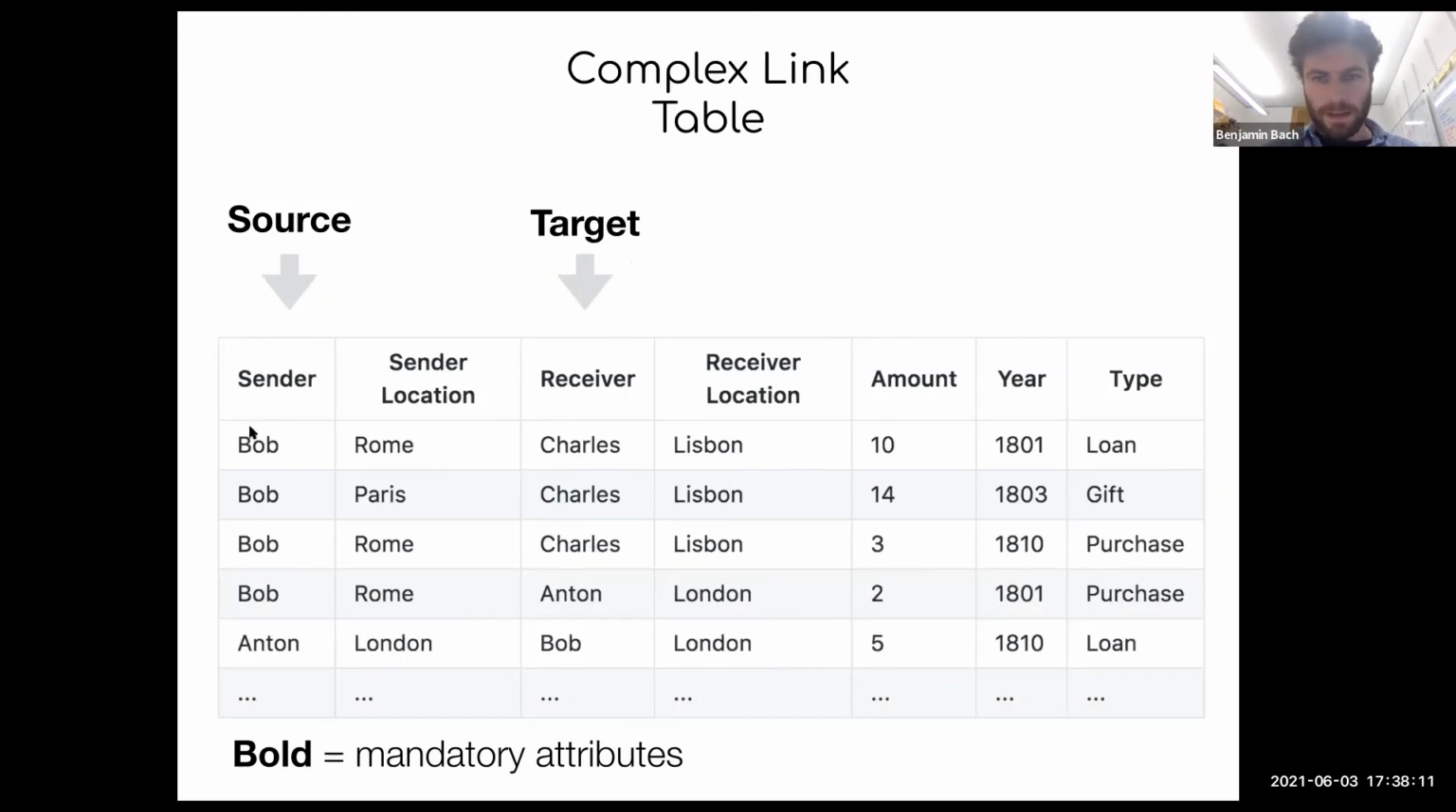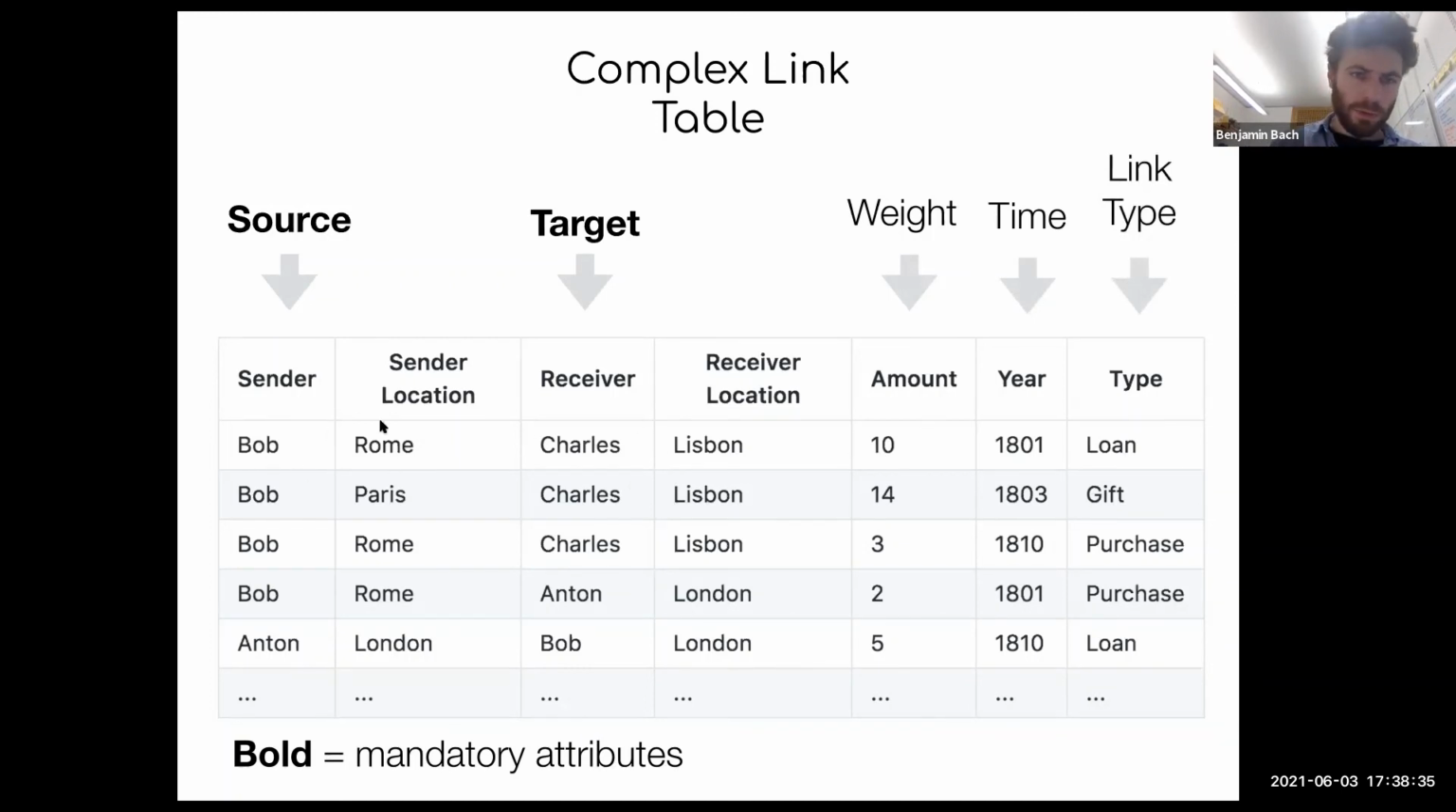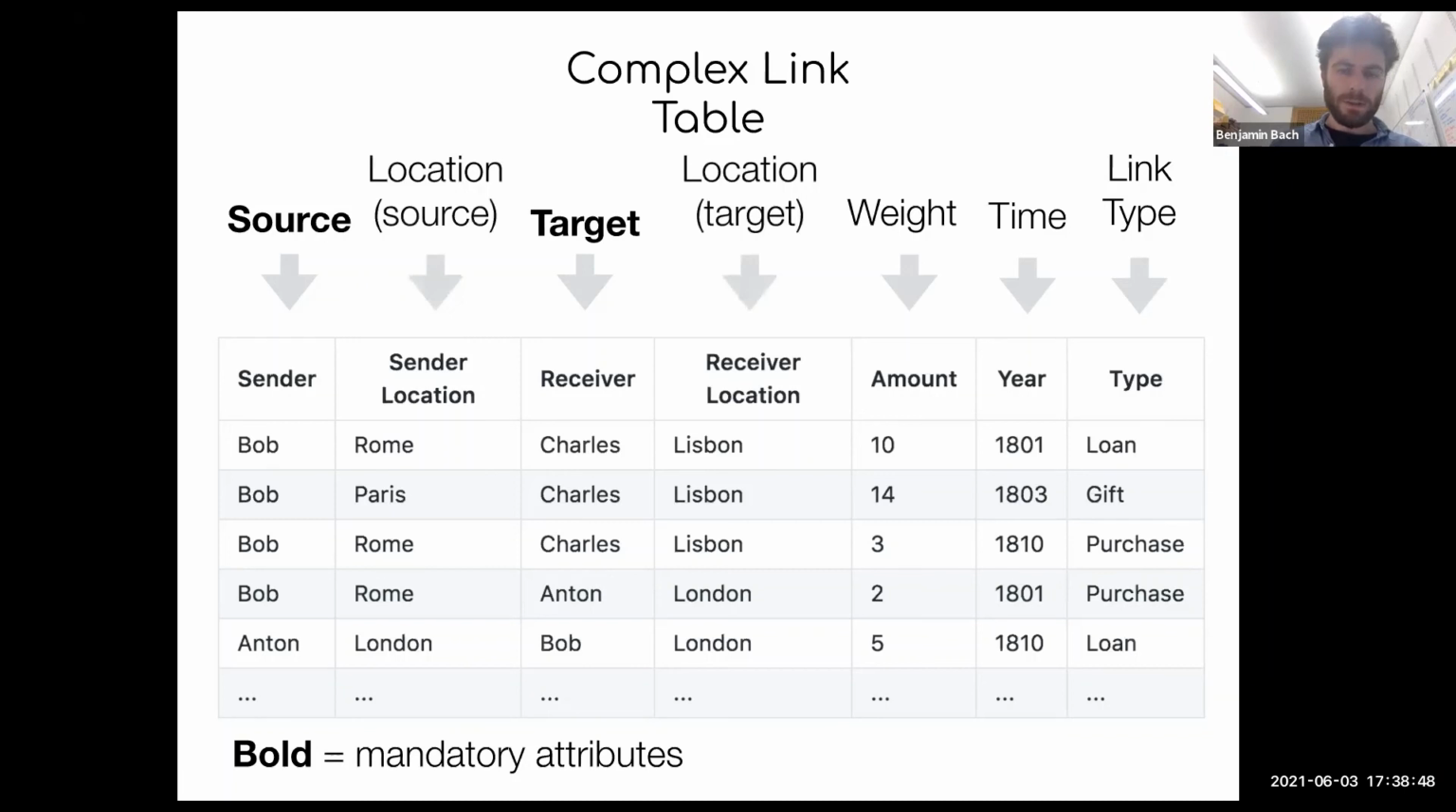So here I have this big table which talks about people, again, in different cities. But then I can also assign the weight of my link, the time when this link is present, the type of this link. In this case, we have some relationship between two people in two different cities, a specific amount of money maybe that they gave each other for something. And we can also then associate the locations, the sources.